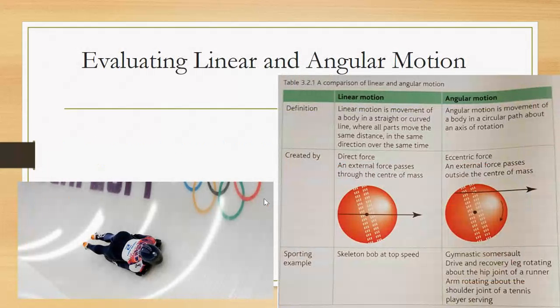If you didn't know what a skeleton bob is for the sporting examples, it's these crazy guys here who travel in linear motion straight down the center of the bobsled arena. And there's the difference between the forces applied, how it creates rotation as opposed to linear motion.